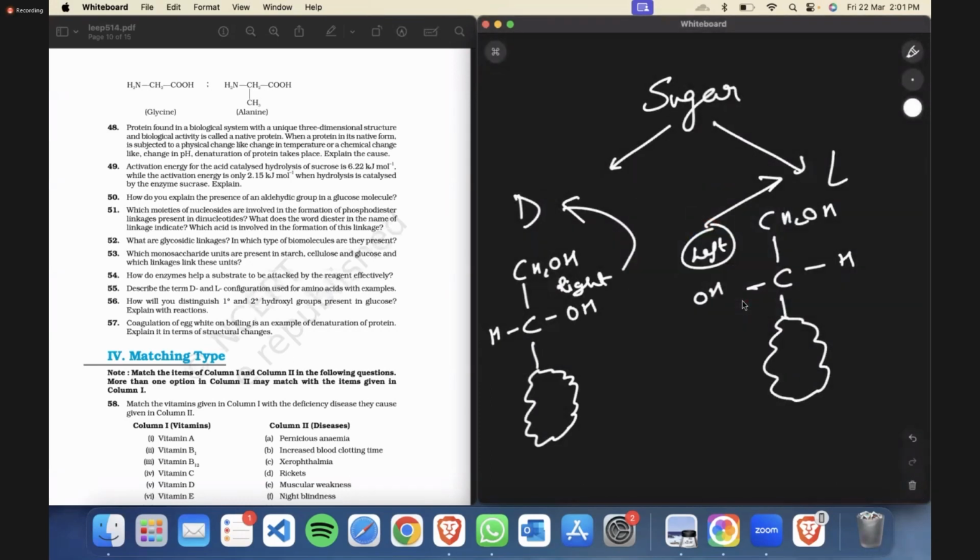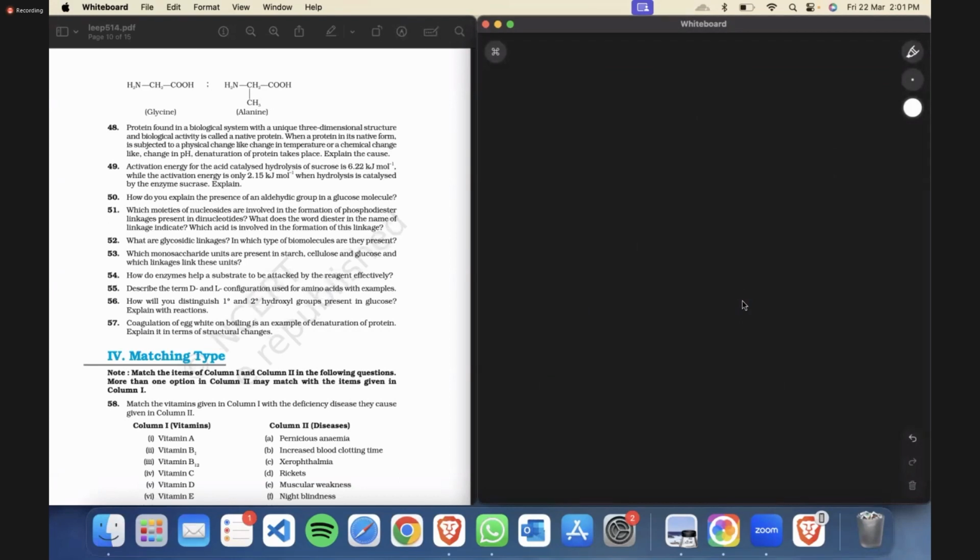See, there will be a chiral carbon, and this chiral carbon should be the next one to CH2OH. This carbon will have OH in which direction? This will describe its D or L configuration. Now, hopping on to question number 56.